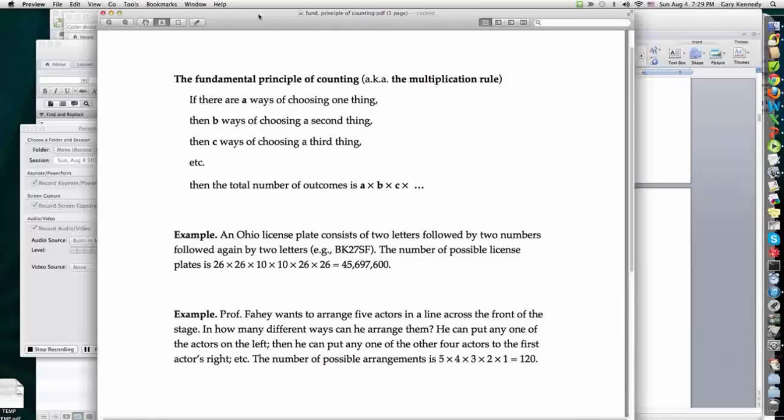Well, it's actually rather simple to say, because if you were going to give somebody a license plate, if you're going to specify their plate, you could structure this as a series of choices. First of all, you would have to choose what to put down for the first letter. Well, there are 26 letters in the alphabet. You can use any letter at all, and therefore there are 26 possibilities.